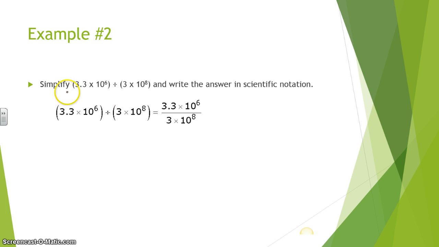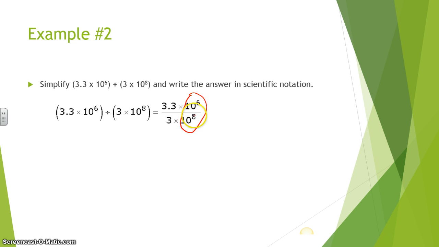Now we're going to simplify here, working with scientific notation like you saw in previous lessons. It says simplify 3.3 times 10 to the 6th divided by 3 times 10 to the 8th, and write your answer in scientific notation. So what I'm going to do is rewrite this out. I have 3.3 times 10 to the 6th as my numerator, divided by 3 times 10 to the 8th as my denominator.